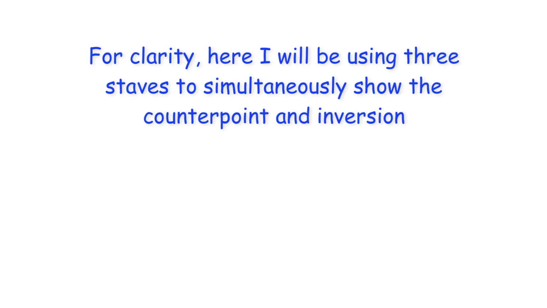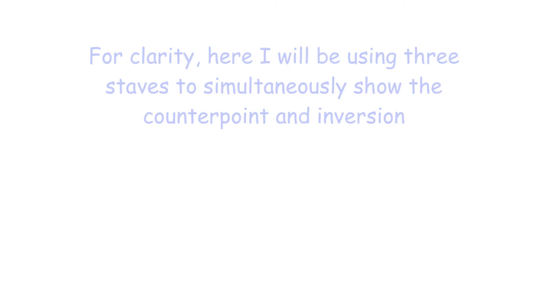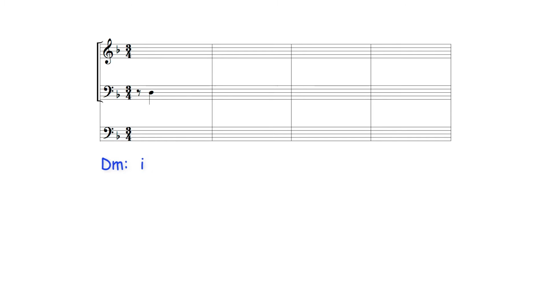For clarity, here I will be using 3 staves to simultaneously show the counterpoint and inversion. When considering single note options to imply tonic D minor harmony, there is only one, A, the chord's 5th. A doubled D, when inverted, implies subdominant G minor harmony and is therefore unavailable. An F, when inverted, also implies other harmony, the submediant B-flat major chord. The A therefore is the most likely choice, as a root position tonic chord is produced when inverted.